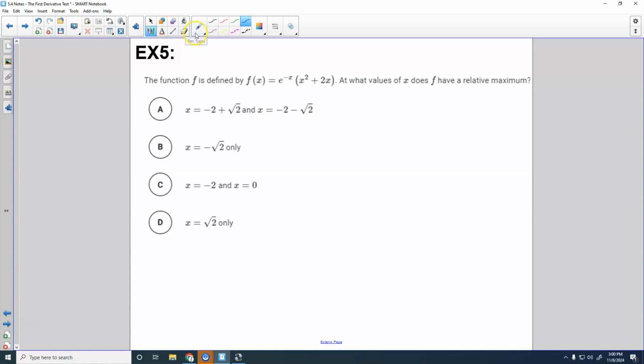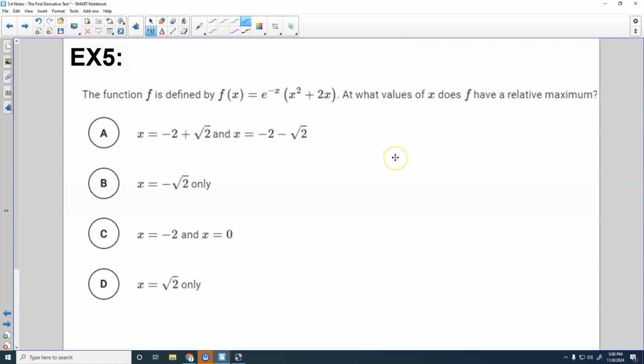All right, so the function f is defined by f of x equals e to the negative x times x squared plus 2x. At what value of x does f have a relative maximum? So what are we going to have to do to take that derivative?